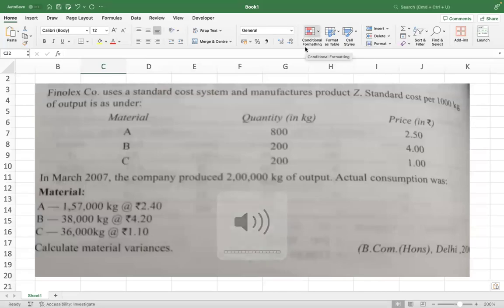Okay, so when we talk about standard costing, particularly with reference to materials, we have to compare the standard cost with the actual cost. And in this question, you have been given the standard cost in terms of consumption per 1000 kgs of output.